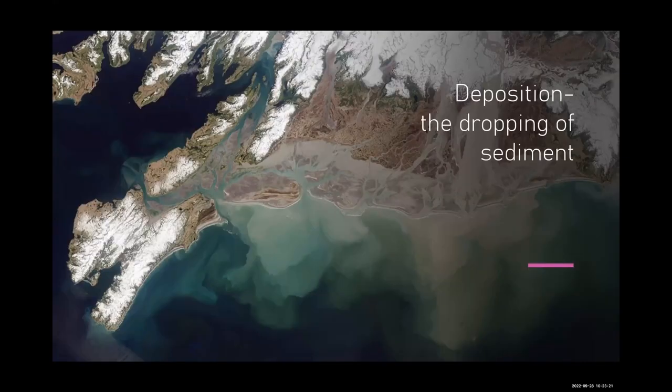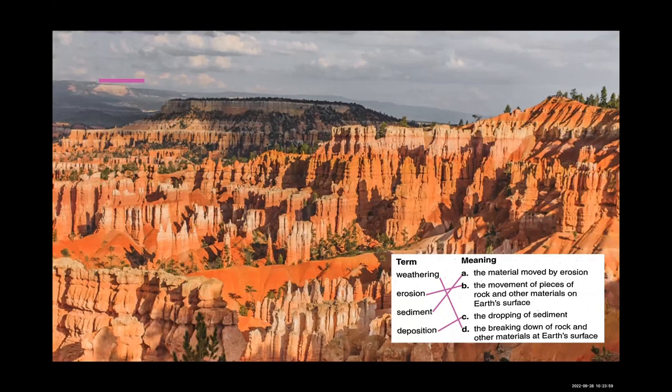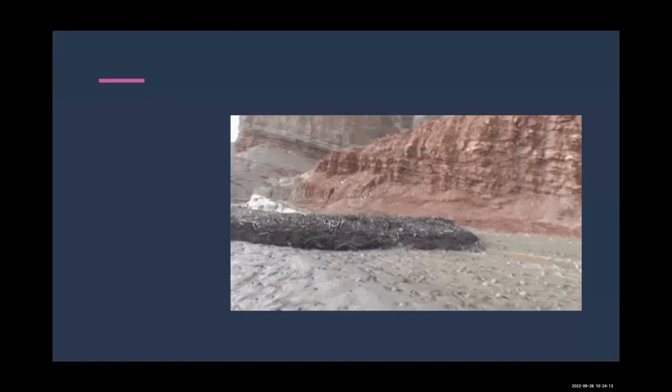A reminder again of what deposition is. That is the dropping of sediment that has been weathered and then eroded. So while that was a refresher, weathering is the breaking down of rock and other materials. Erosion is the picking up and moving of those materials. The material that is being moved is sediment, and deposition is the dropping of that sediment.